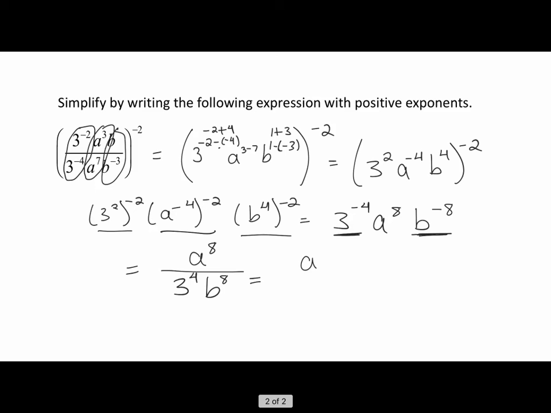Then the last thing I need to do is I can actually evaluate 3 to the 4th power. 3 times 3 is 9 times 3 times 3, so that would be 81 if I simplify that exponential expression there. So that would be the simplified expression using the exponent rules, and you can do this in a different order, but we should come out with the same answer there.